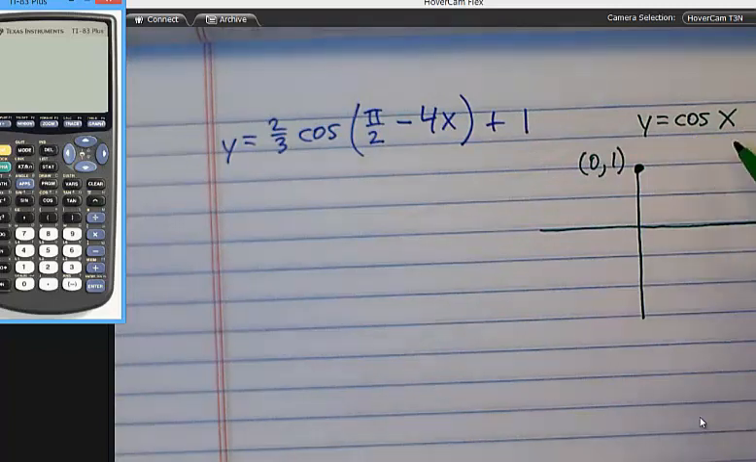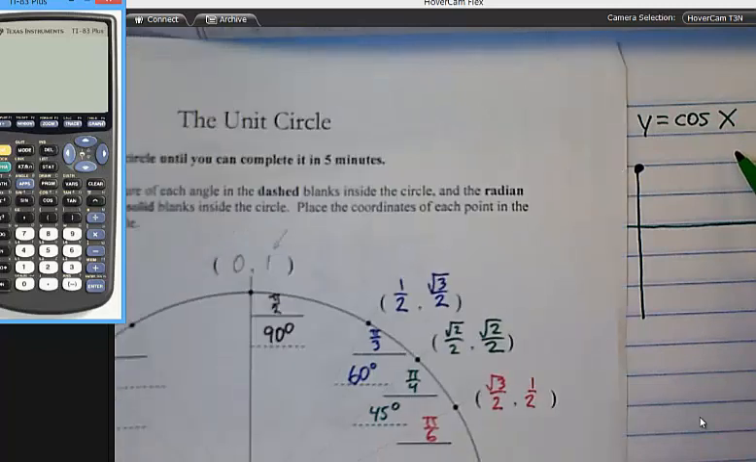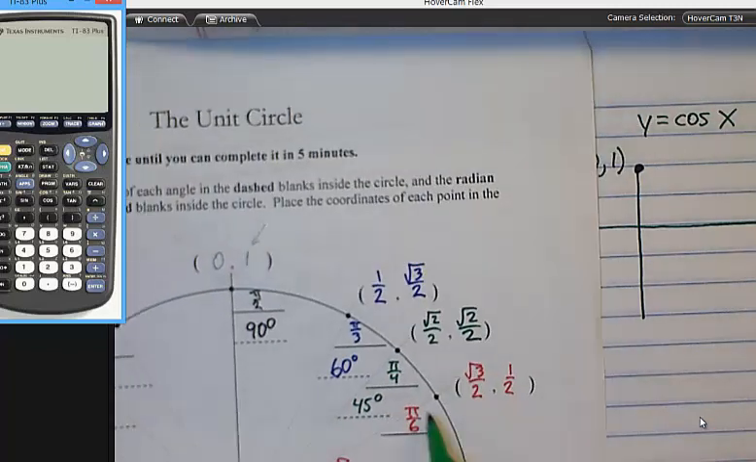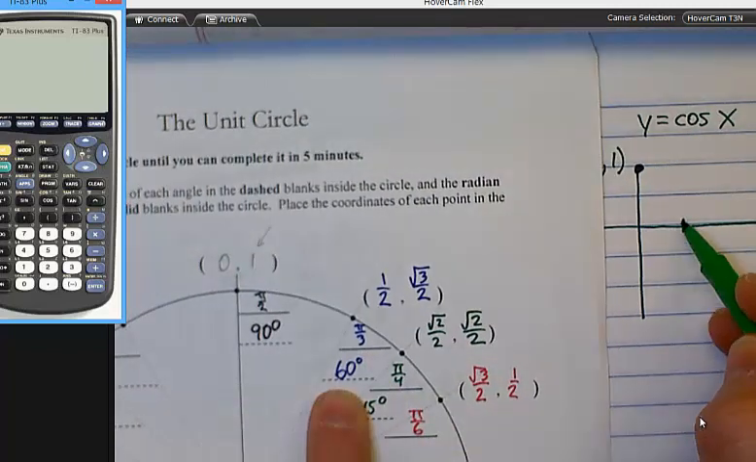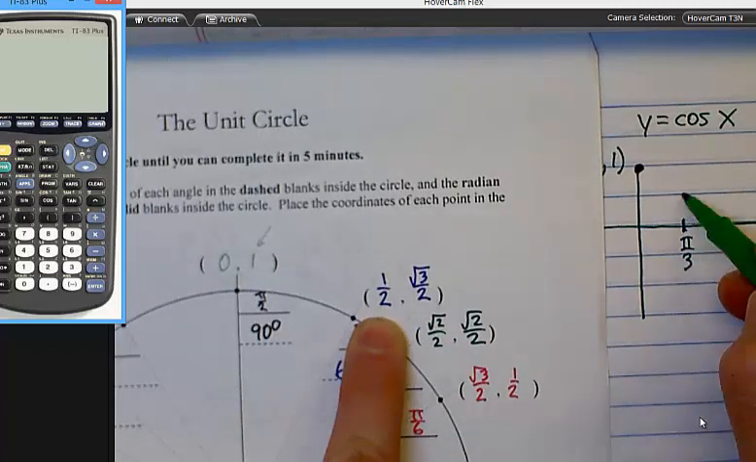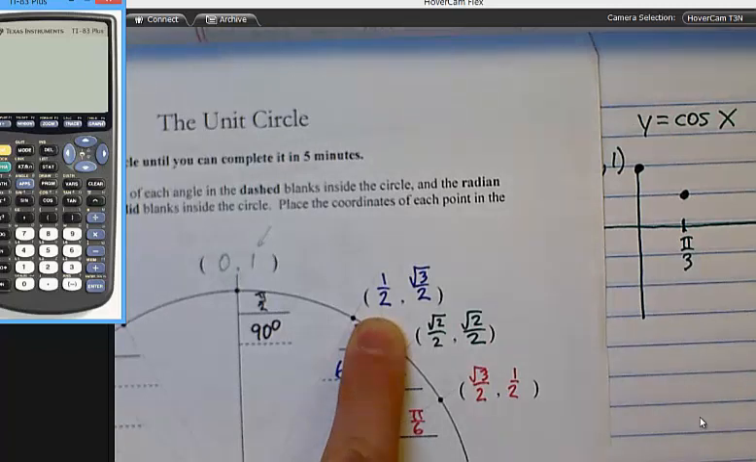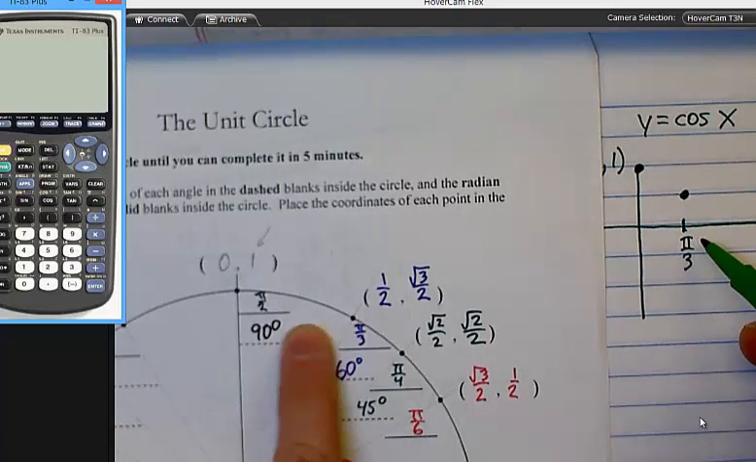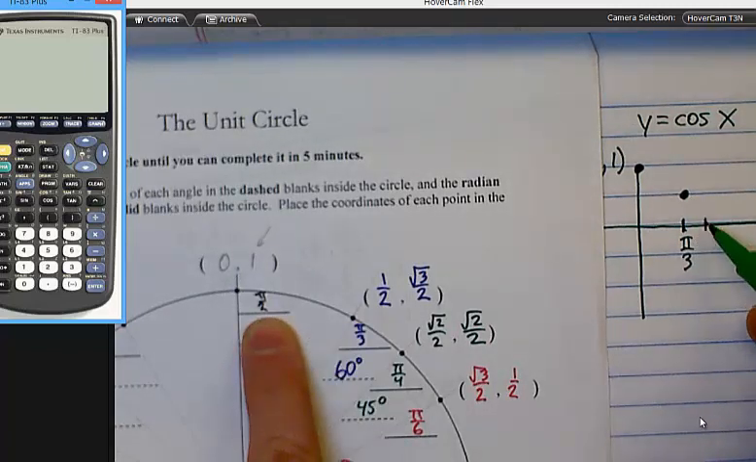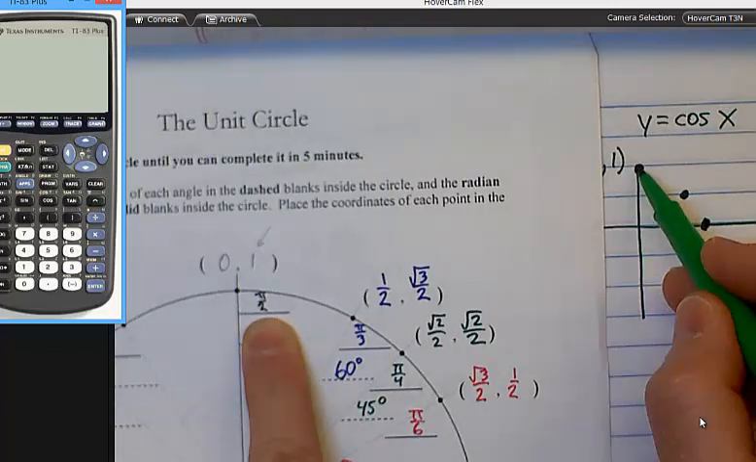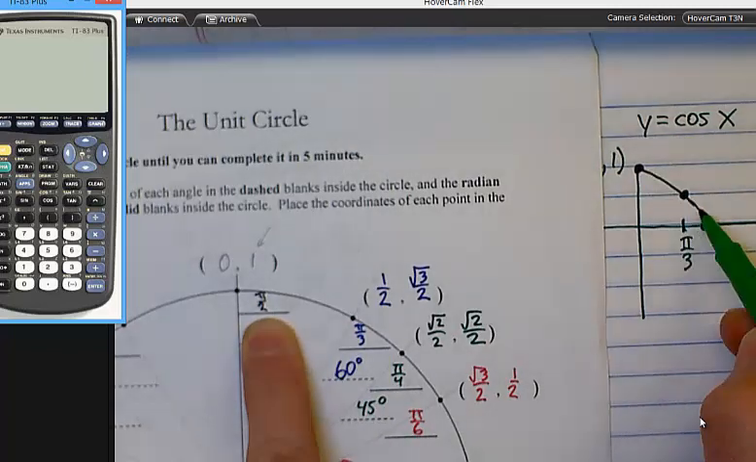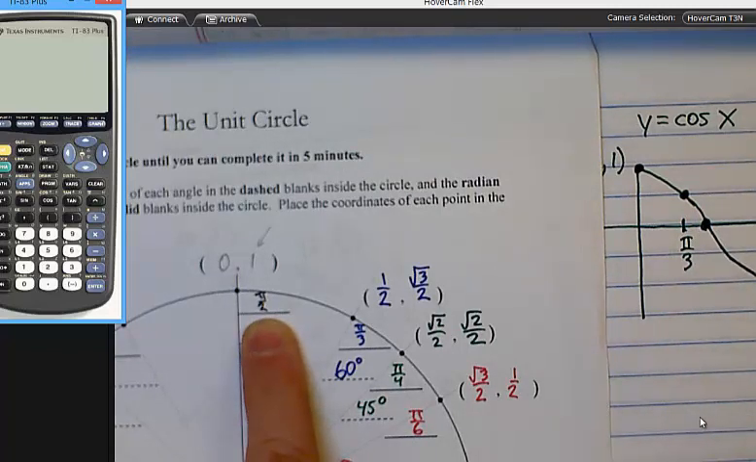What about the cosine of, say, remember cosine's x-coordinate. So by the time I get to pi over 3, which is 60 degrees, that's when I'm at a half. And by the time I get to pi over 2, which is just a little bit farther, that's when I'm at 0. The cosine function is a wave, and so is the sine function. The basic difference is that they start at different places.